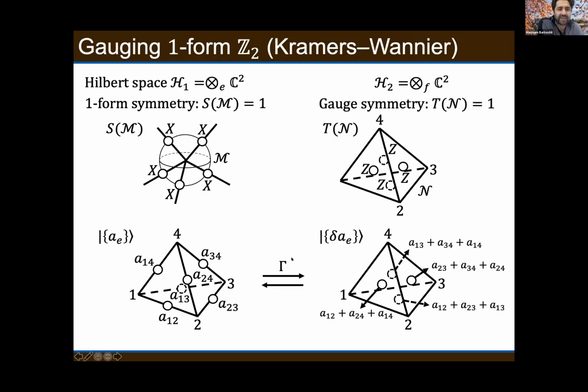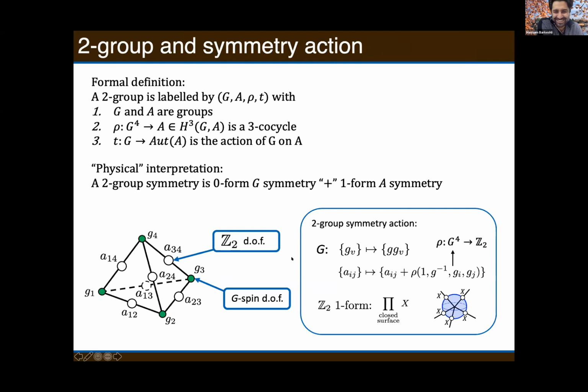I have a question also. Is this two-group only defined specifically for this Hilbert space where you have link degrees of freedom and site degrees of freedom? Is there a more general definition of a two-group which doesn't depend on exactly what the Hilbert space is and this specific structure of the Hilbert space?